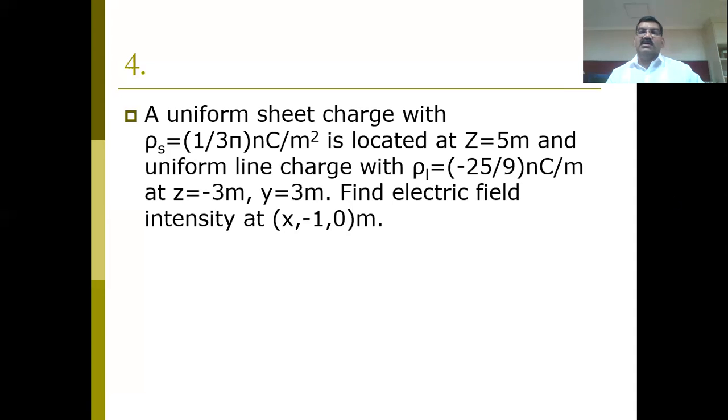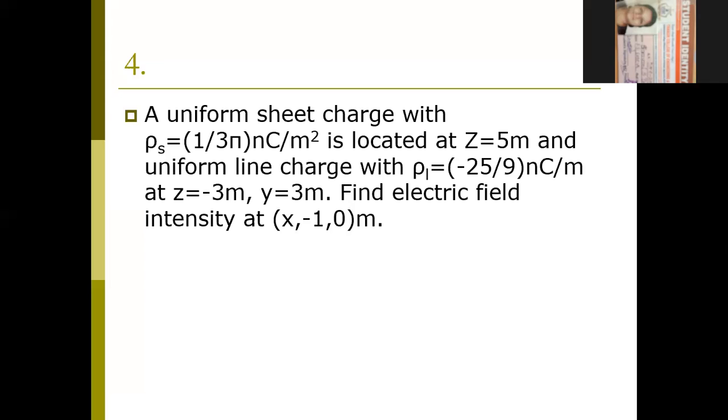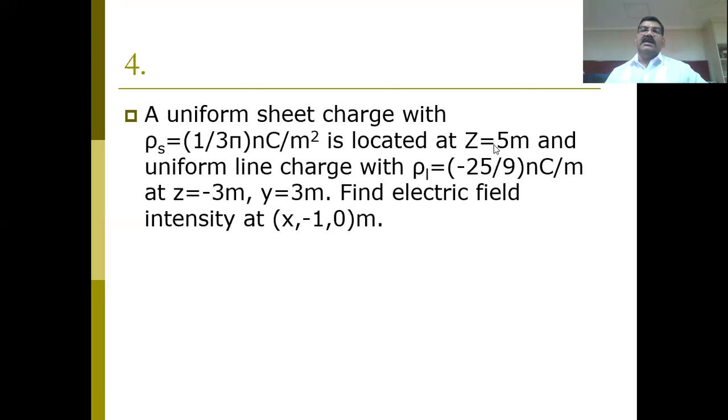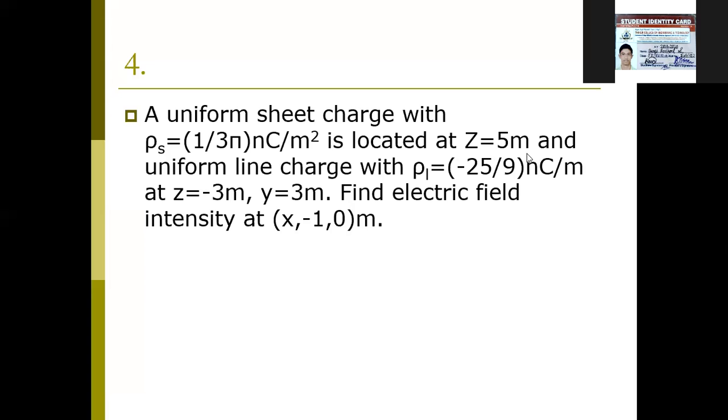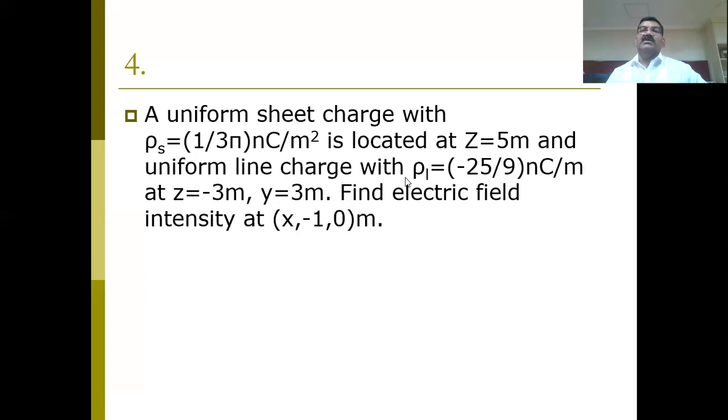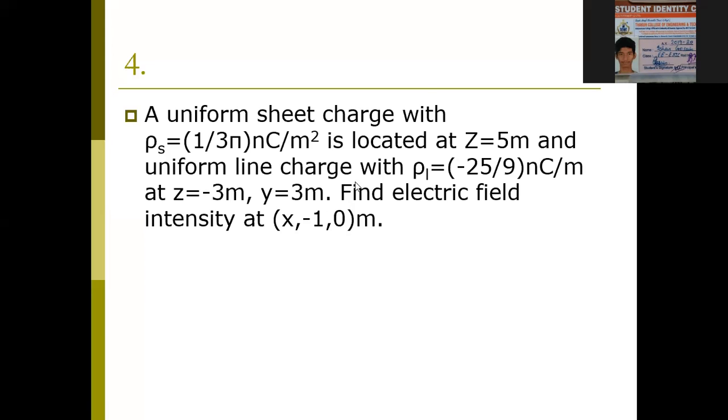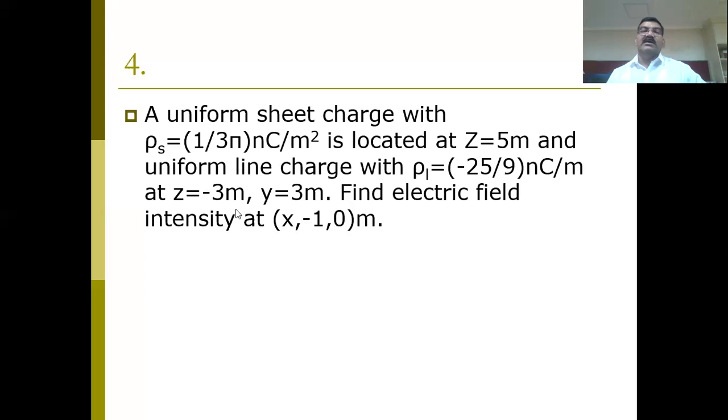So in this next problem, a uniform sheet charge with rho S equals 1 upon 3 pi nanocoulomb per meter square is located at Z equals 5 meter, and a uniform line charge rho L equals -25 by 9 nanocoulomb per meter is at Z equals -3 and Y equals 3. Find the electric field intensity at X equals -10 meter. Again, this is a partially generalized problem.